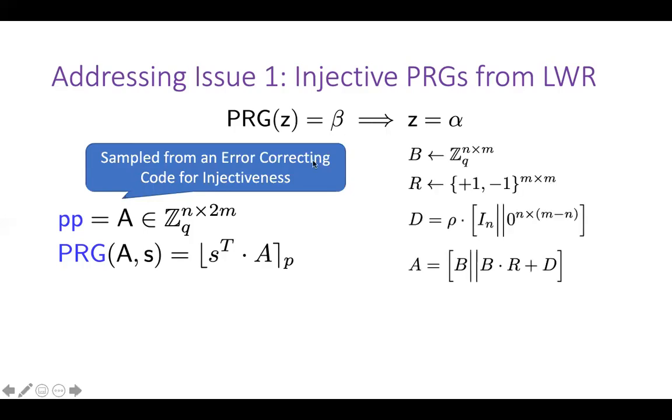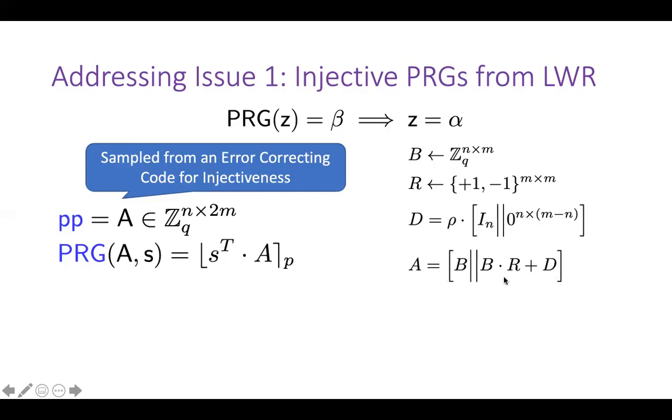And here's how we sample the matrix A. We first sample some uniformly random matrix B from domain Z_Q, and then we sample a uniformly random matrix R from domain plus one and minus one. And then we set D to be a matrix with large entries. Here rho is a large value and I_N is the identity matrix. And then we set A to be the concatenation of the matrix B and B times R plus D.